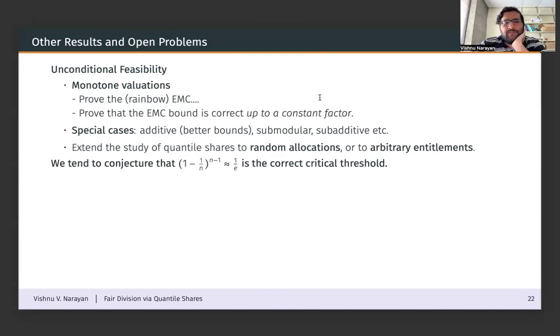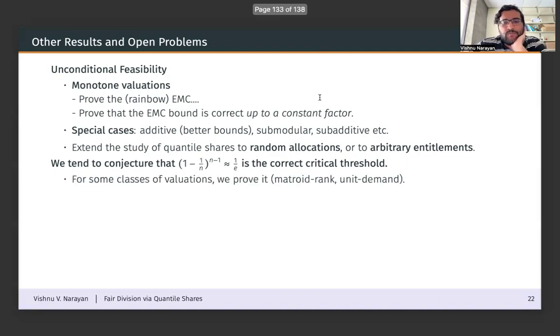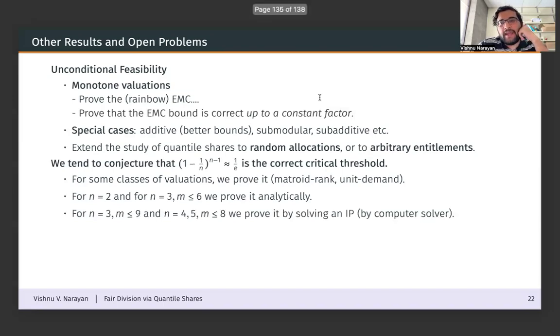So we tend to conjecture that 1 minus 1 over n to the n minus 1, so 1 over e, is the correct critical threshold. We prove this for unit demand and matroid rank valuations, but also we prove it analytically for small values of n and m, and we prove it by computer solver for some slightly larger values of n and m.